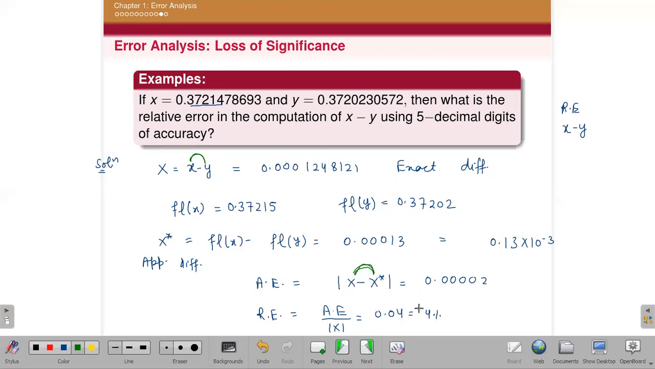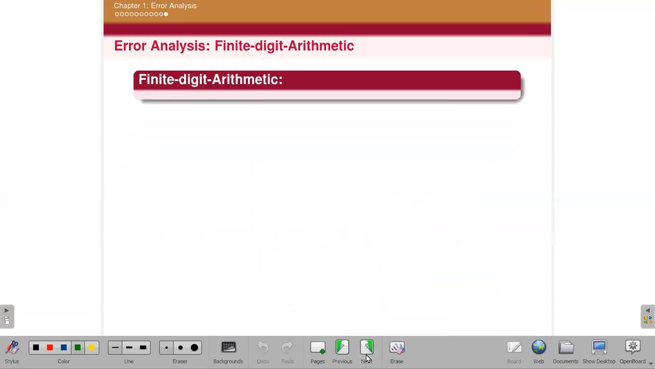So this is the major problem in error analysis: how to get rid of loss of significance. There is a method actually to get rid of this loss of significance. One is by using this technique, finite digit arithmetic. Actually this is not a technique to get rid of loss of significance by itself, but we will use this term in any technique here. First we will define what finite digit arithmetic is.